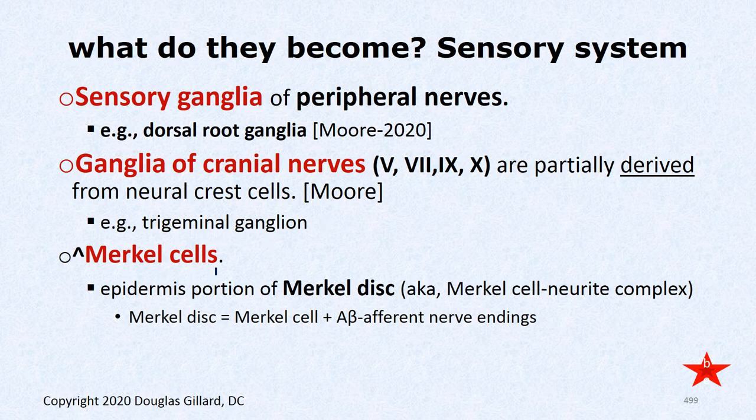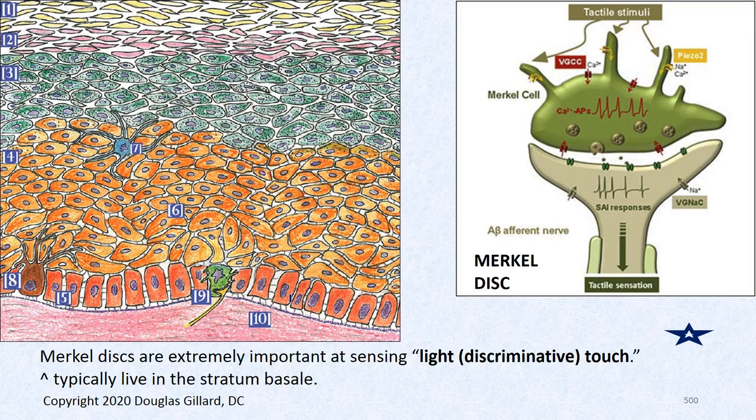Merkel cells are really important. We talk about that in dermatology, Merkel cell carcinoma, one of the worst cancers in the world. It's extremely rare, though. But yes, they differentiate into Merkel cells. Do you know what those are? So here's the epidermis, the layers. These are stratum basale, spinosum, granulosum. The stratum corneum is up here at the top. Sometimes there's a stratum lucidum if you're in glabrous skin.